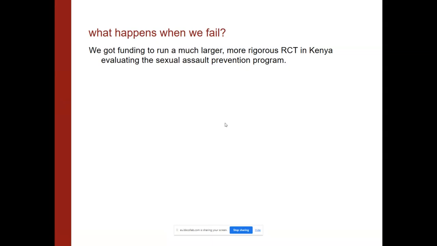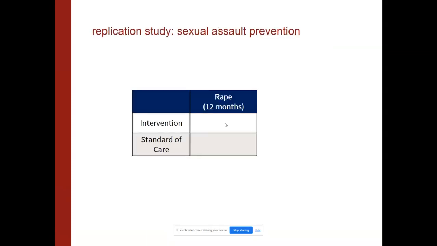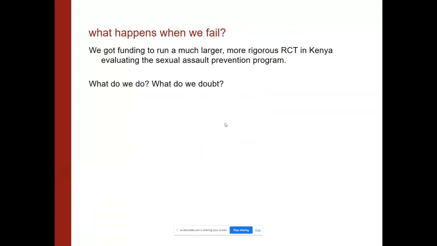Like I mentioned, we've run a series of randomized trials on the sexual assault prevention intervention in Kenya. In a replication trial, the second time we ran it, we got one of the most null results I've ever seen. We looked across the board and didn't see any difference between the intervention and the standard of care. We had been thinking it would be more like a 50% reduction. There's a lot that goes on in that story.